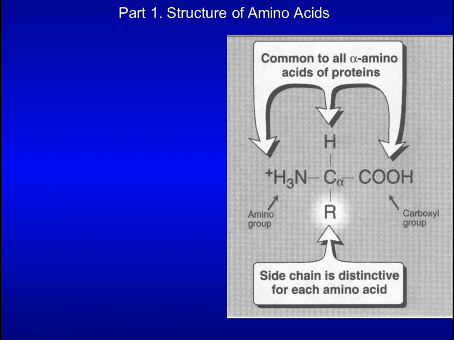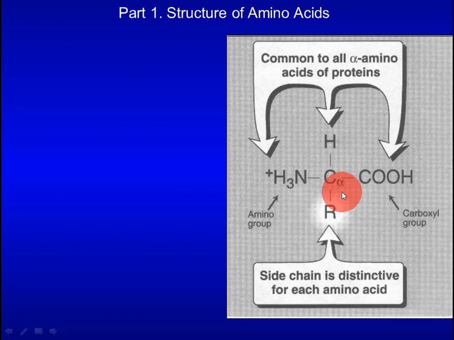Although over 300 different amino acids have been described in nature, only 20 of them are most commonly found in proteins. These amino acids share common features. Each contains a carboxyl group and an amino group connected by a central carbon, or the alpha carbon.